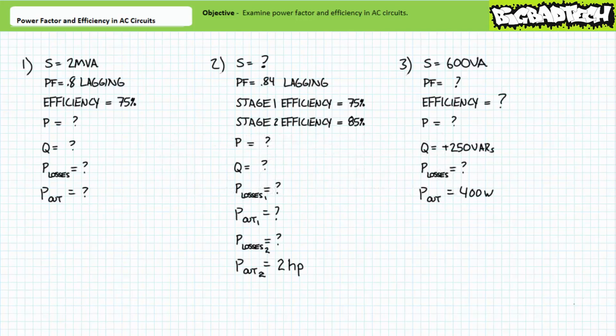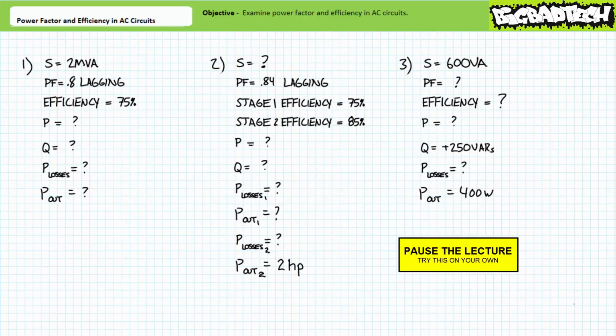Now that we've got a pretty clear understanding of power factor and efficiency, let's put your understanding of these properties to the test with this series of illustrated example problems. For each scenario, use the given data to fill in the missing information. Some of these scenarios may take some thought and effort on your part. By all means, pause the lecture and try this on your own. If you're tracking, you should have obtained the following results.